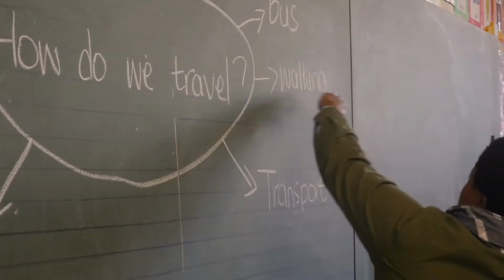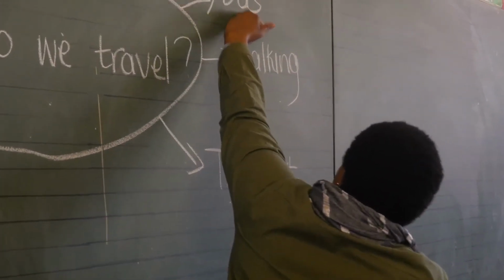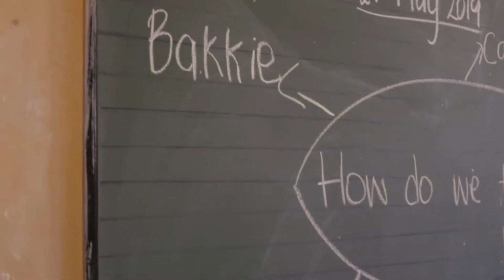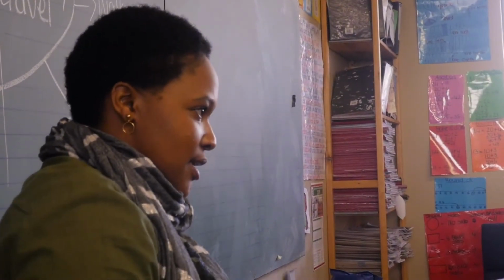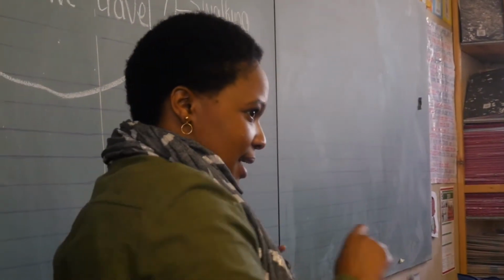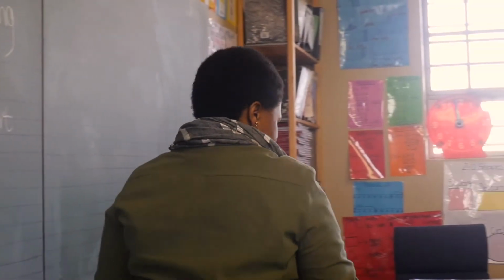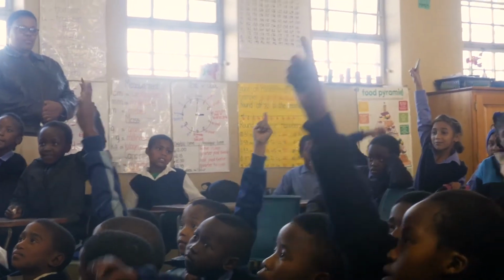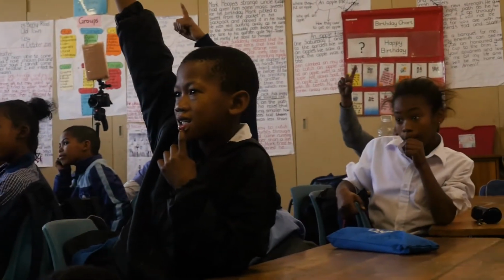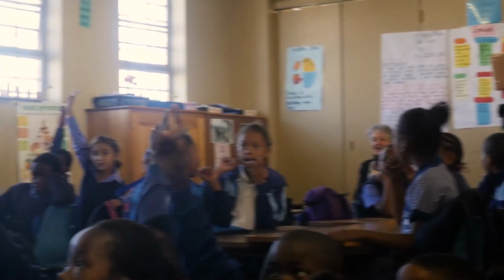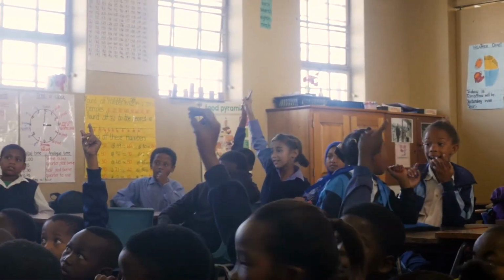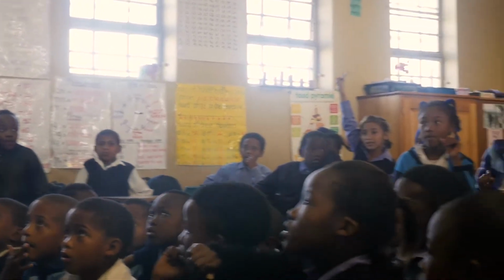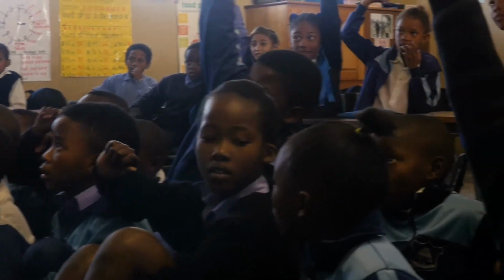Class, can you help me, please? Walking, bus, transport, taxi, buggy. What else? How do you go to town? Besides a taxi and a bus. And what's that transport that has different, that long one? What's that transport? A train.